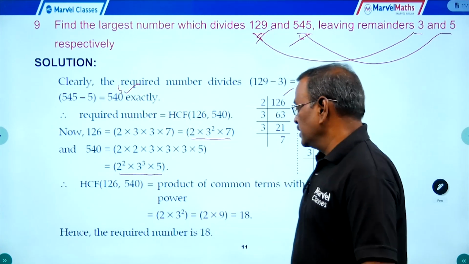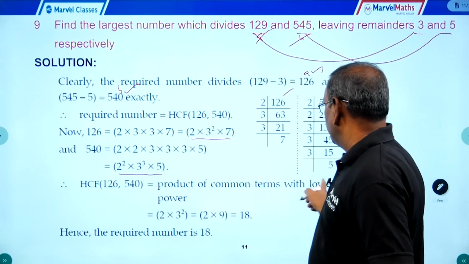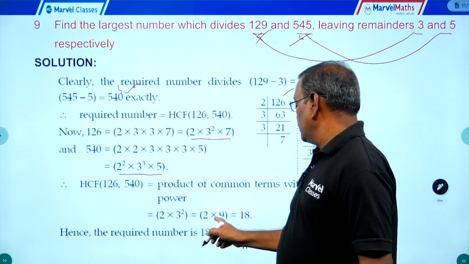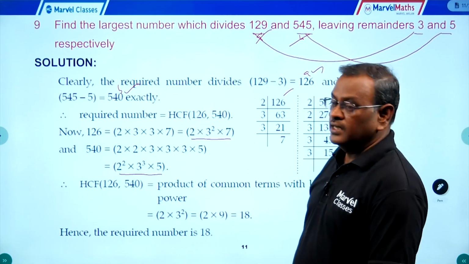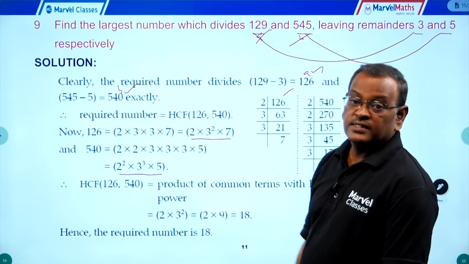A and B are 126 and this. Okay. So using prime factorization, HCF of these 2 numbers equal to product of the common factors with the lowest power, and hence 2 into 3 square equal to 2 into 9 equal to 18. Therefore, the required number is 18. So 2 different sums: here different remainders, in the previous question the same remainder.